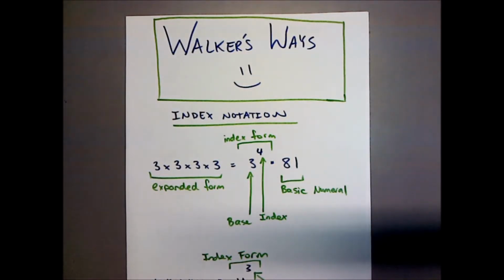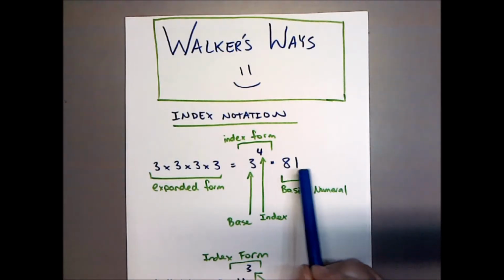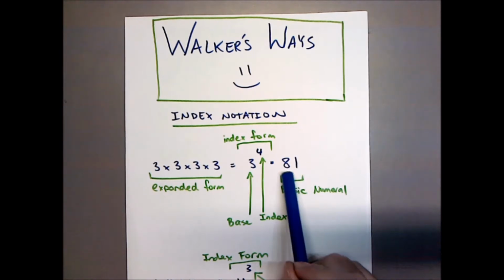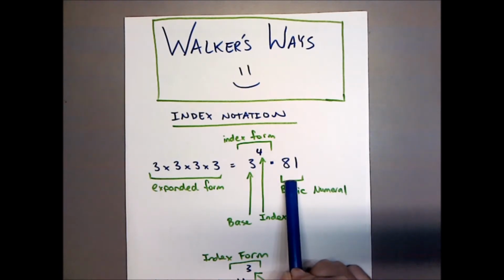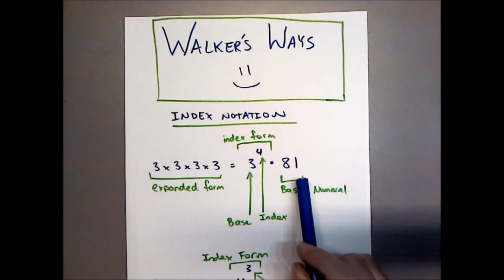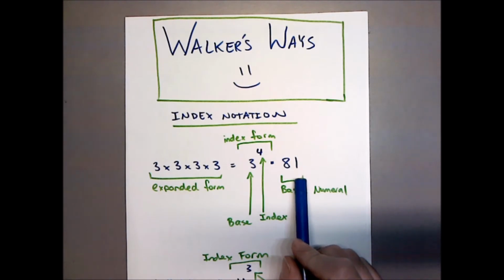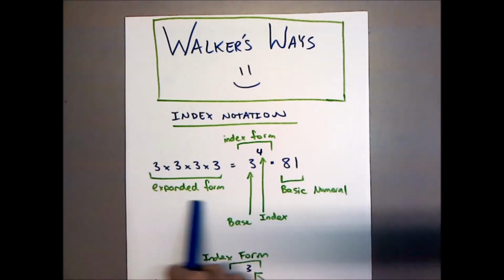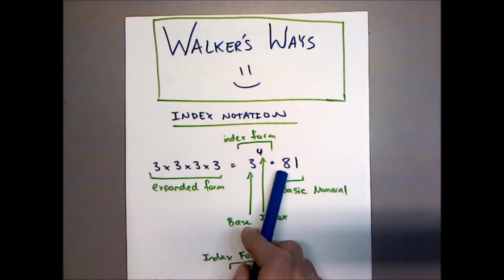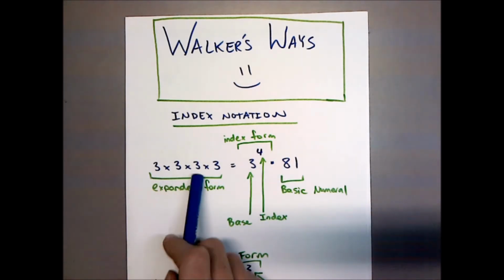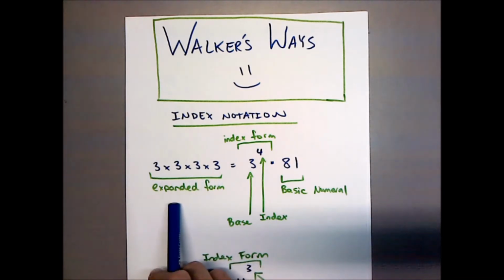Hey guys, in this video I just want to show you a little bit about index notation and how we can rewrite basic numerals. So in these cases it might be numbers, more commonly like square numbers or cubic numbers, numbers like 81, 16, 4, etc. And we can write them in different forms, such as the expanded form, which is where we multiply it by its prime factors, and in this case 81 can be rewritten as 3 times 3 times 3 times 3. So that's the expanded form.